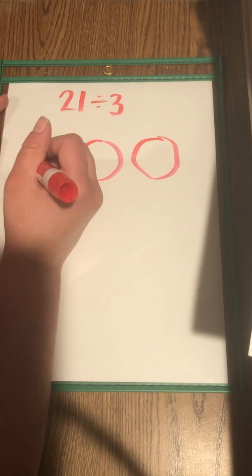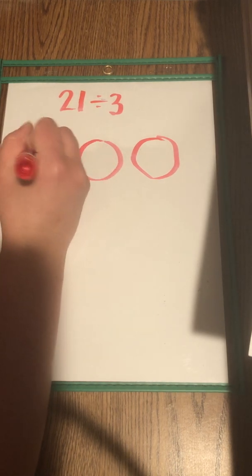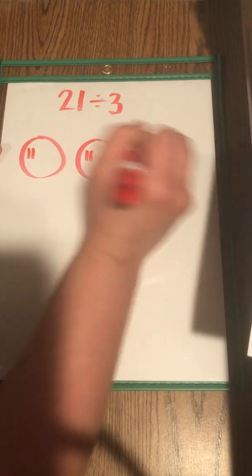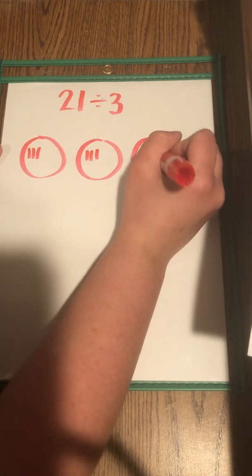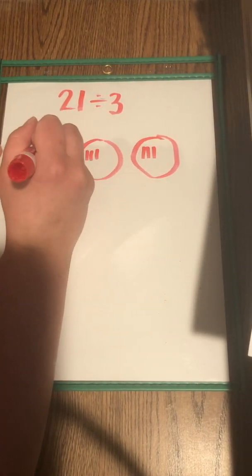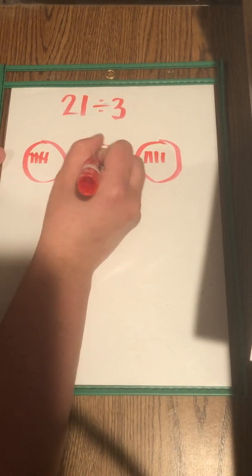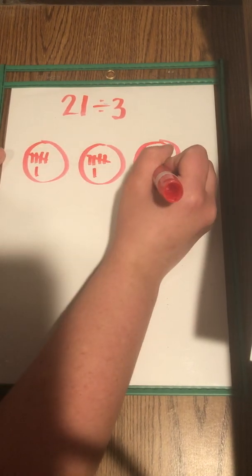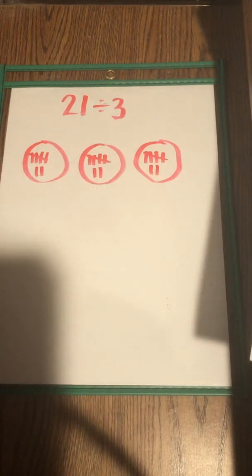Okay, so I'm going to just start and I'm going to put something in a line in each group and I'm going to count as I do that. Okay, 1, 2, 3, 4, 5, 6. This is guaranteeing that they're going to be equal. 7, 8, 9. I'm going to count until 21. 10, 11, 12, and so on up to 21.